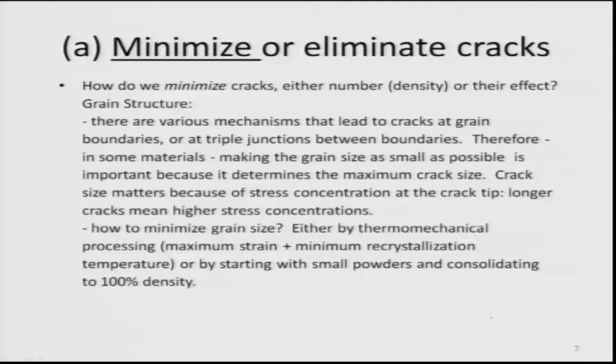There are various mechanisms which can lead to cracks at the grain boundaries, actually sources of defects or triple junction points. Therefore, in some materials, especially metals and now ceramics also, making the grain size smaller is one of the means of increasing the toughness. Why? Because smaller the grain size, smaller is the crack size. Bigger the grain size, the probability of making the crack is high, and making the crack bigger is high. So therefore, crack size matters.